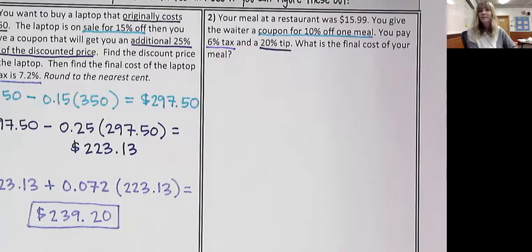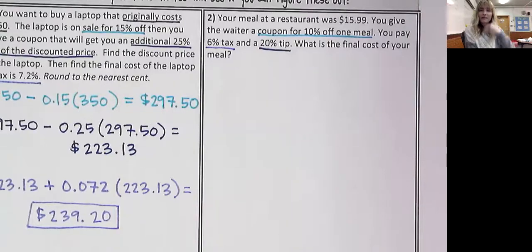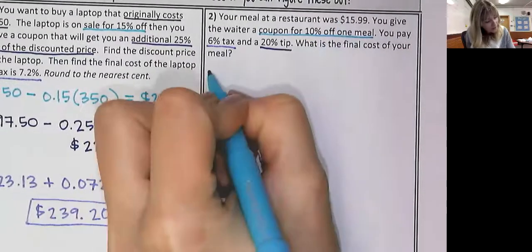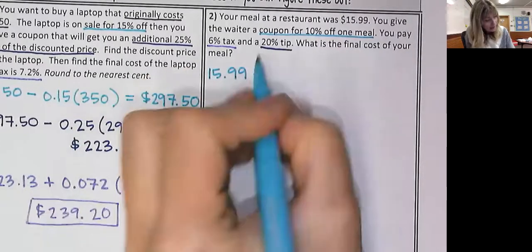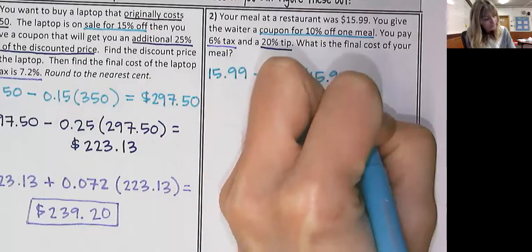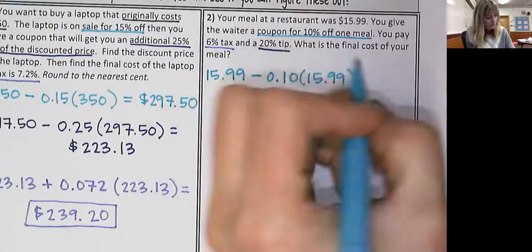All right, one step at a time. So the waiter takes your coupon and then it's going to bring your bill back to you. So they're going to do the 10% off first. So here's my original. 10% off is a discount. 10% of what? The original. Original minus 10% of the original.